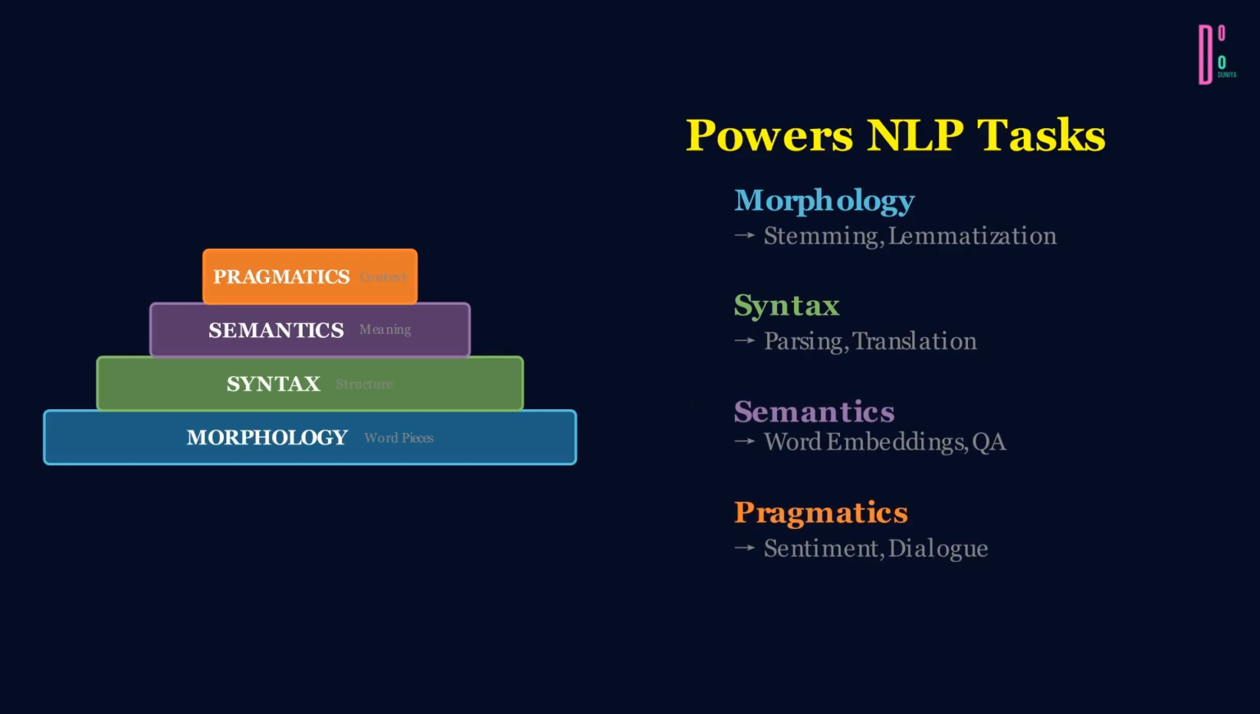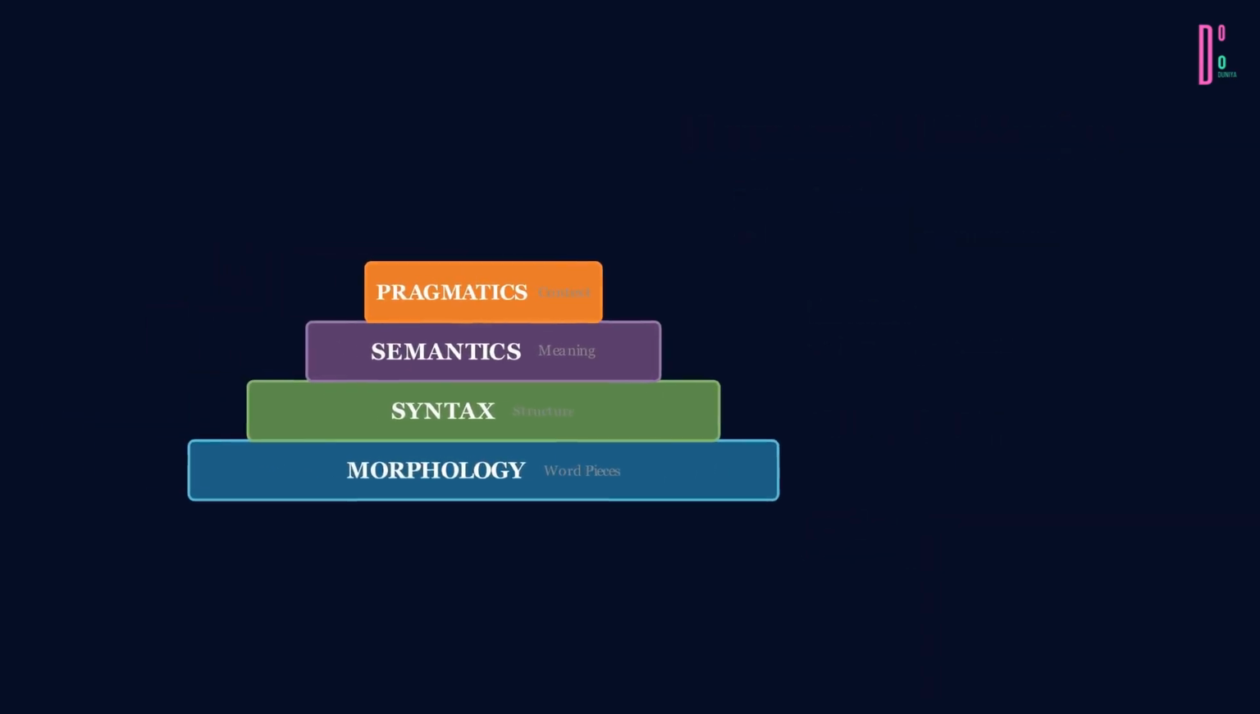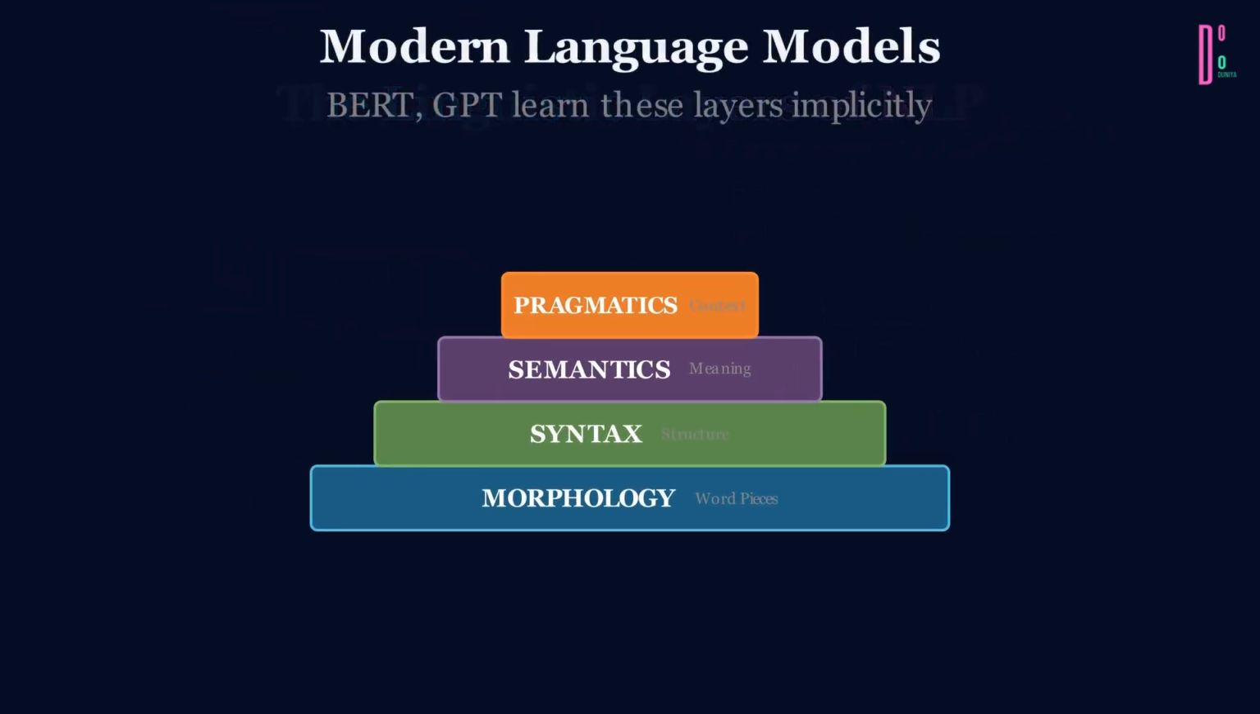Which bank do we mean? Co-reference resolution, linking pronouns to their reference, paraphrase detection. Do these sentences mean the same thing? Pragmatics tackles sentiment analysis, detecting sarcasm and tone, dialogue systems, understanding user intent beyond literal words, contextual understanding. Why ChatGPT needs conversation history.